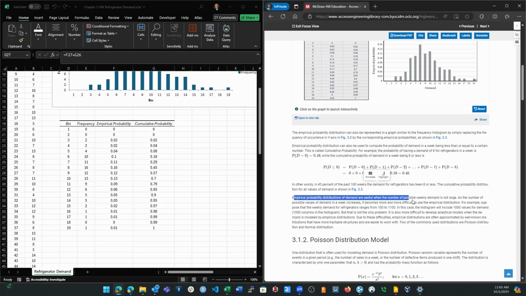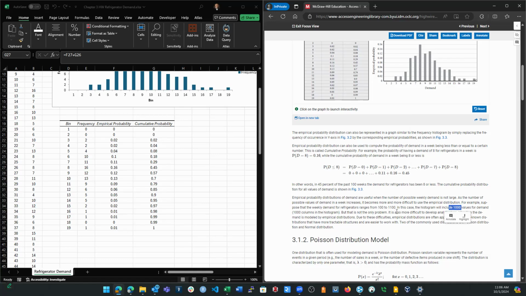The textbook states empirical probability distributions are useful when the number of weekly demand is not large. Okay, so these are not large numbers here, right? 3 to 19 are not large numbers. As the number of possible values increases, it becomes more and more difficult. For example, suppose the weekly demand for fridges ranges from 100 to 1100. In this case, the histogram would include 1,000 values for demand, right? 1,000 columns going this way in the histogram.